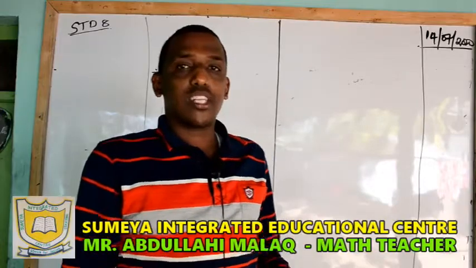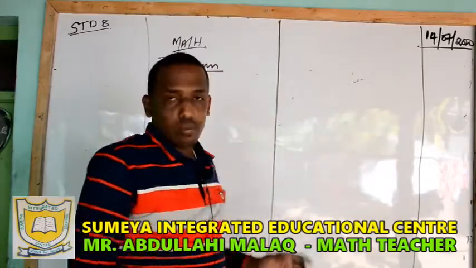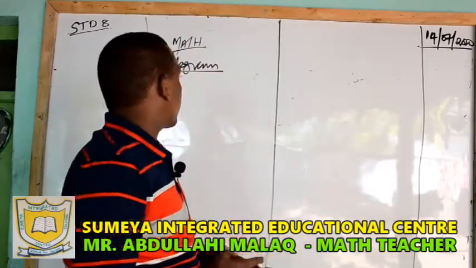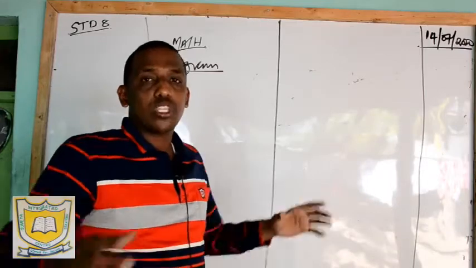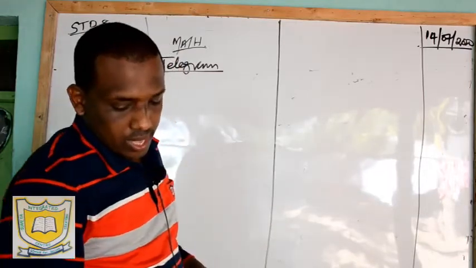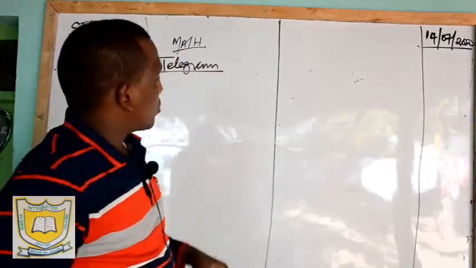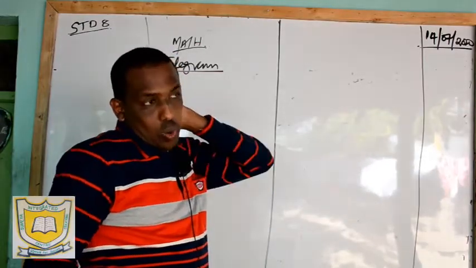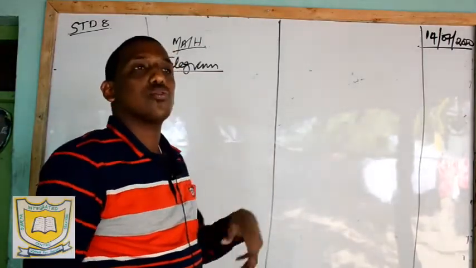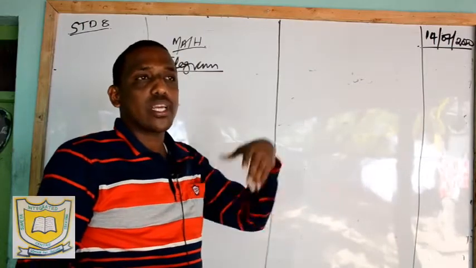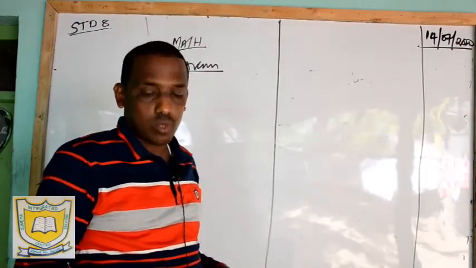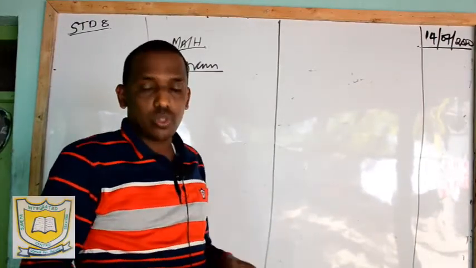Remember, in our last lesson, we discussed Telegram and we did some questions. So today we shall be summarizing the Telegram, because sometimes they will tell you to round off your answers to 5 cents, or to round off to the nearest cents or shillings, that's what they will say. So we shall be finalizing today.